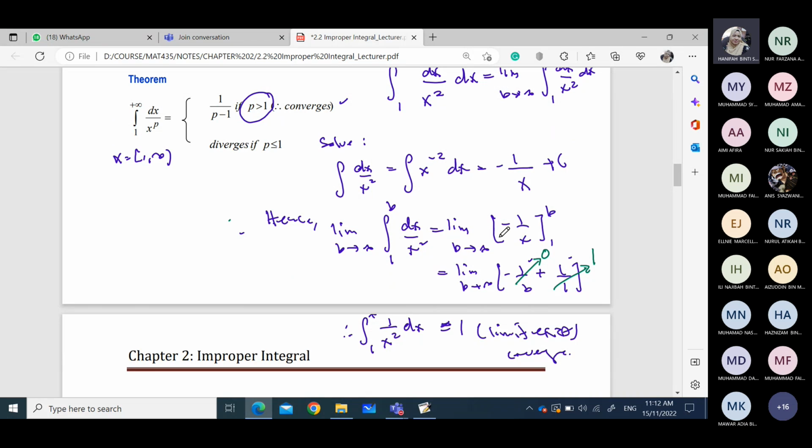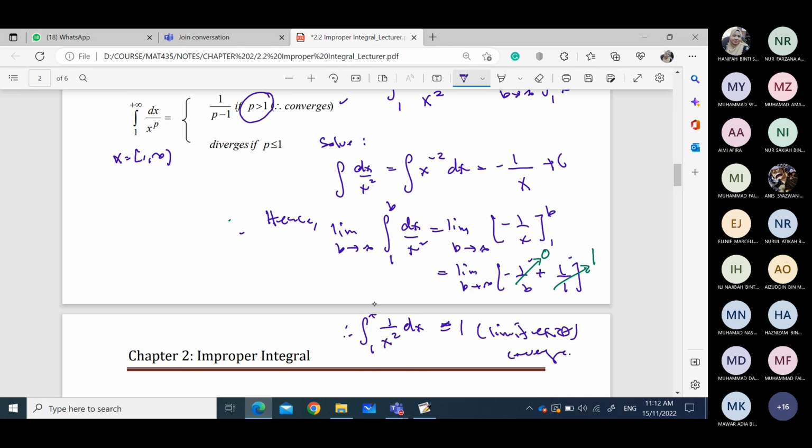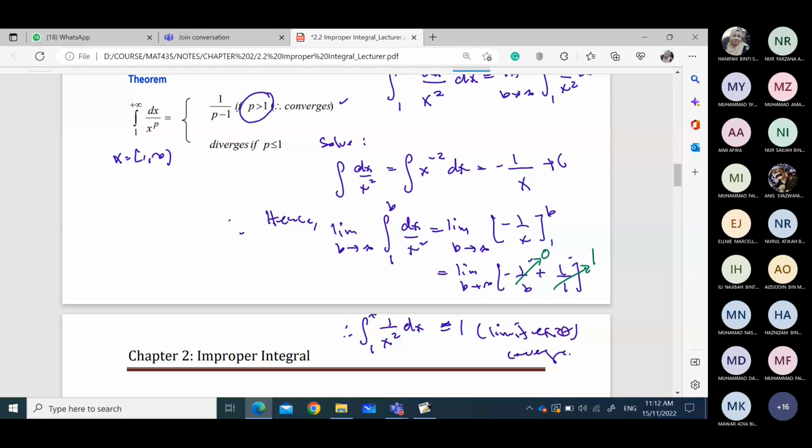Any questions? So it is proof. Based on this experiment, it is proven that for the improper integral of 1 over x to the power of p, where p is greater than 1, the limit always converges. Okay, understand? Any questions? None.